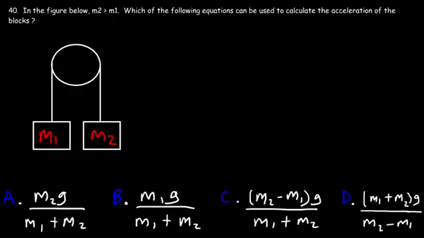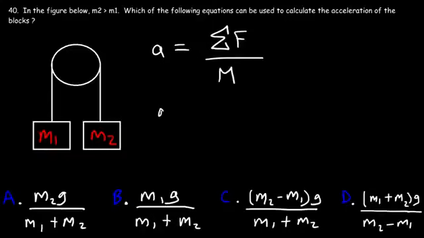Number 40. In the figure below, M2 is greater than M1. And let's say the pulley is a massless pulley, and there's no friction. Which of the following equations can be used to calculate the acceleration of the block? So because M2 is larger than M1, the whole system is going to turn in this direction. To find the acceleration, it's going to be the net force divided by the total mass of the system.